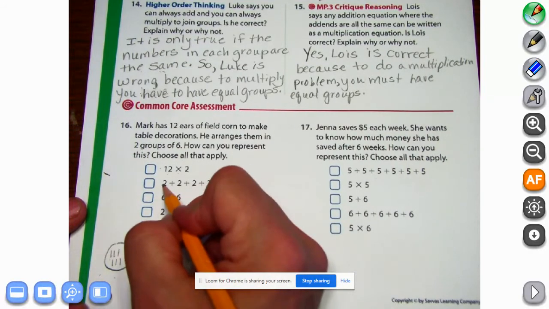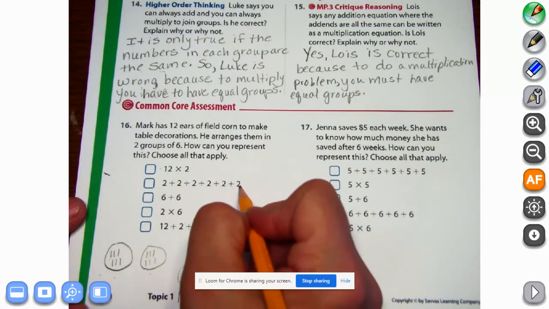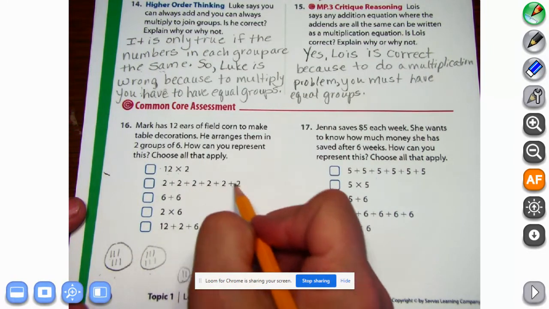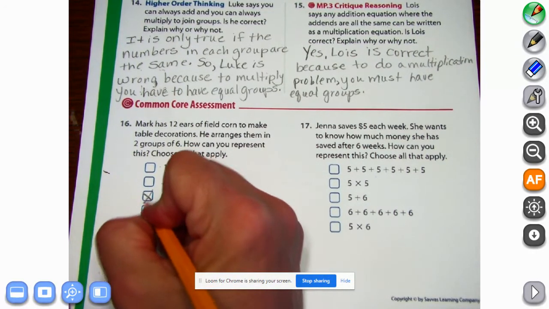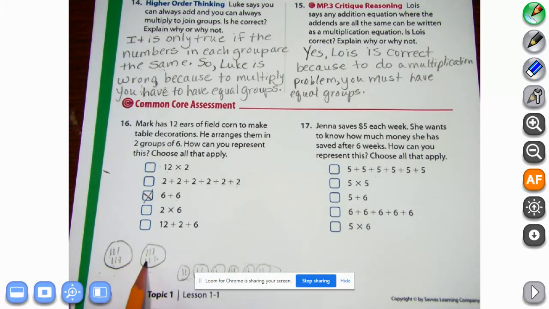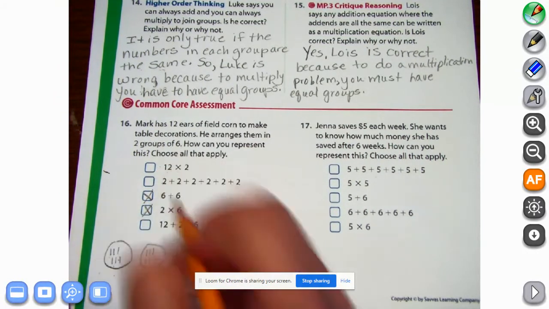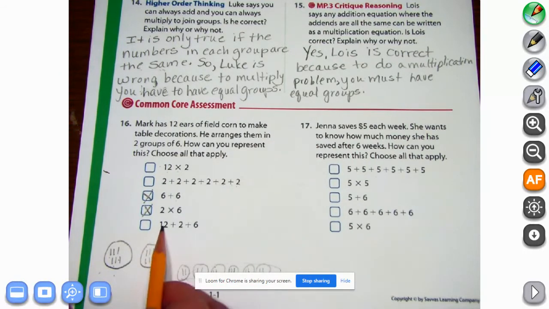How about if we do 2 plus 2 plus 2 plus 2 plus 2 plus 2? 2, 4, 6, 8, 10, 12. Well, it equals 12. Is that showing us 2 groups of 6 though? No, that's showing us 6 groups of 2. 6 plus 6, could we do that? Yes. Could we say 2 groups of 6? Yes. Could we say 12 plus 2 plus 6? No, because they're not equal groups, so we can't choose that one.